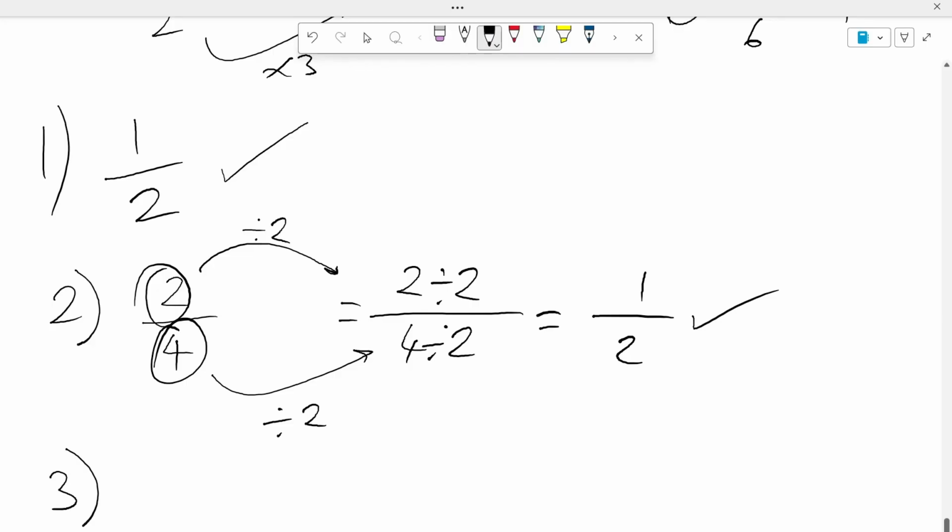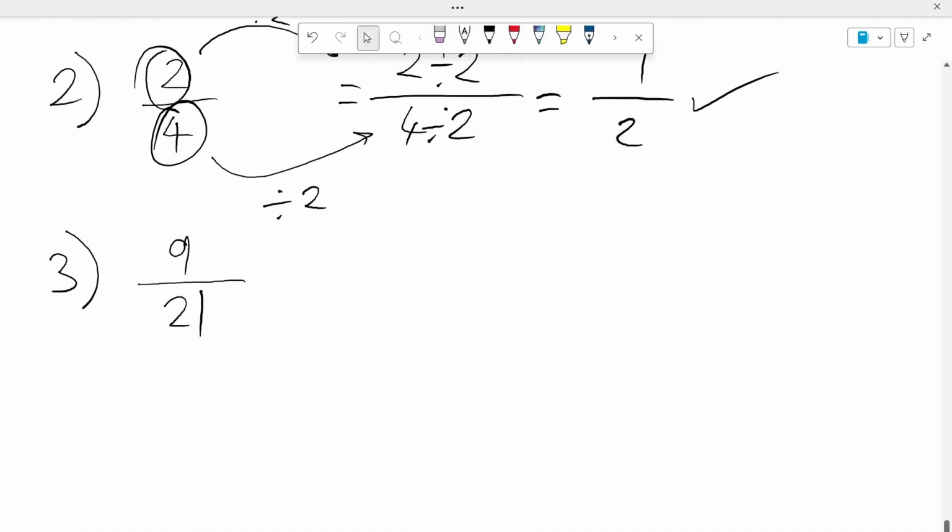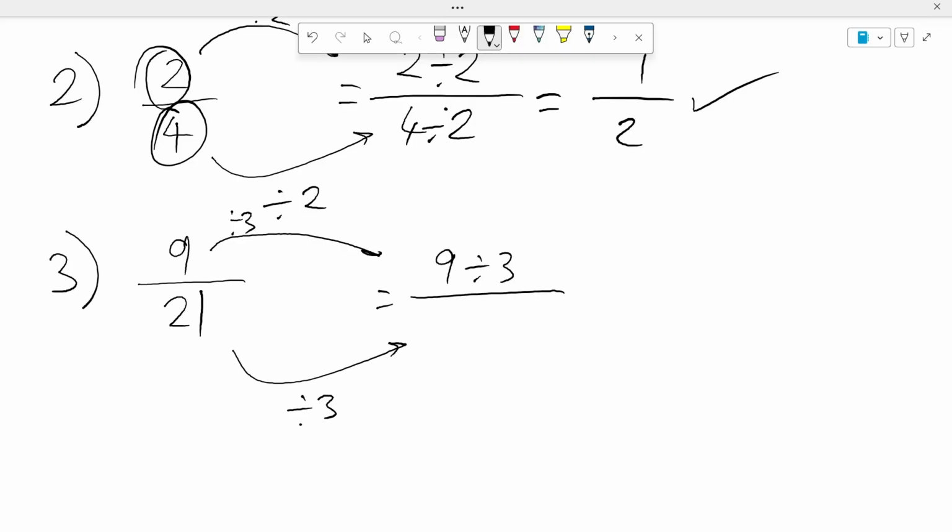And say if the question asked us to simplify 9 over 21, we've got to think what number goes into both 9 and 21. The answer is 3. So I can divide the top by 3 and the bottom by 3. This is equal to 9 divided by 3 over 21 divided by 3, which is 3 over 7, which would be the fully simplified form of 9 over 21. Just as a little note, I like to double underline my answers because it makes it very clear to both me and the examiner what my final answer is.